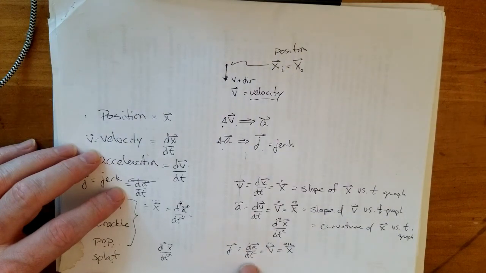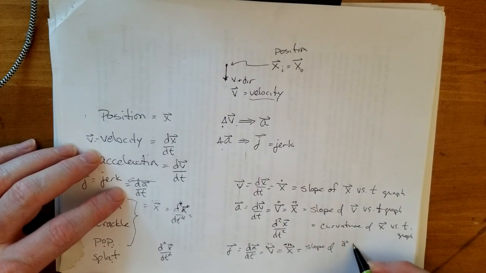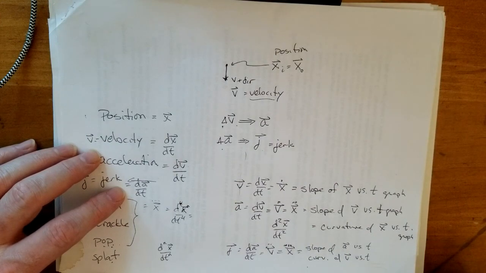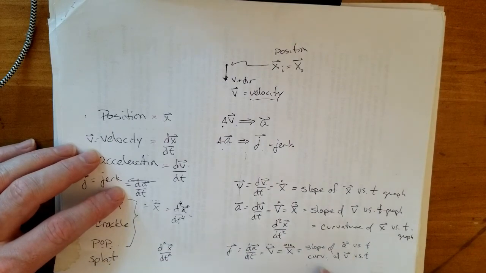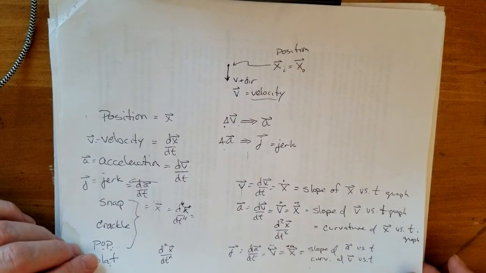All right, so jerk is da dt. This would be the slope of acceleration versus time, the curvature of velocity versus time, and I don't know if there's a word for it, whatever it is for position versus time. If you know what it is, let me know. I'll add it in a later version of this.